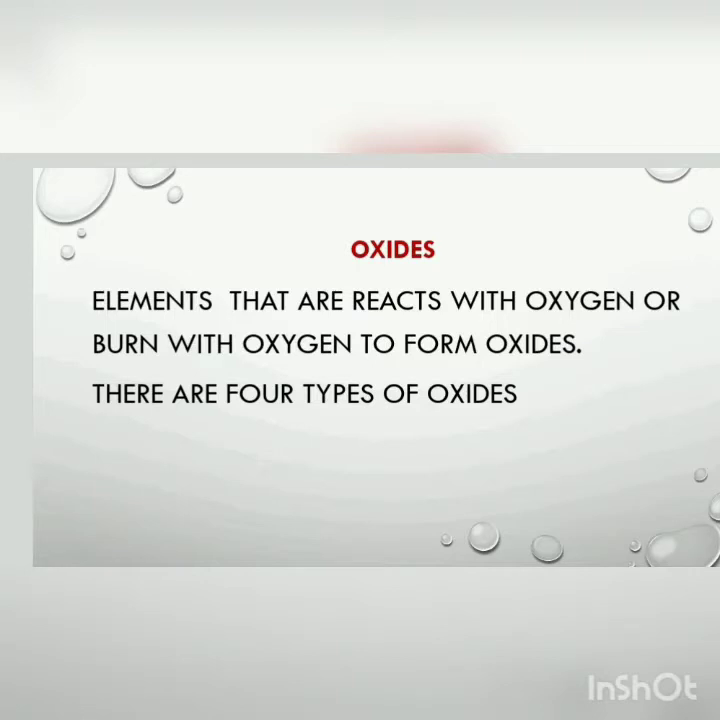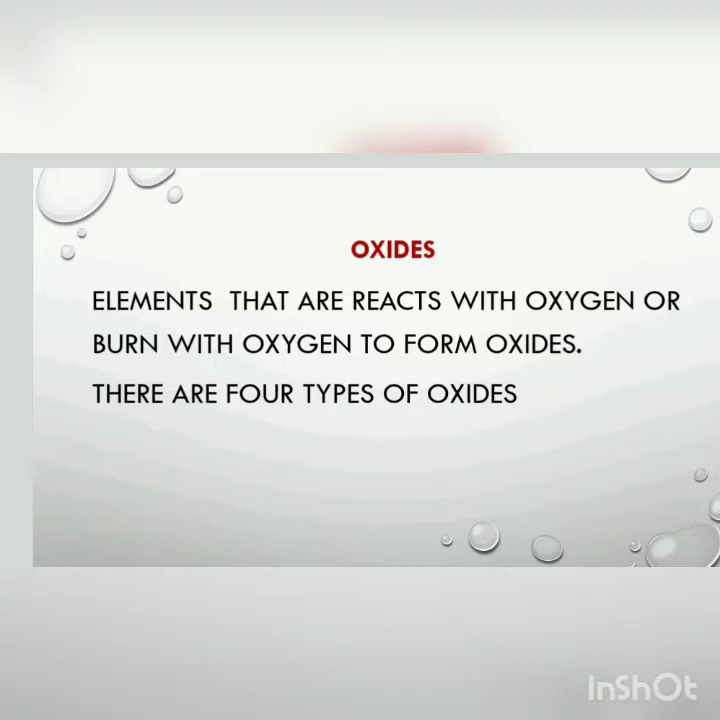So coming to the topic. Today's topic is oxides. So what is oxide? Oxide is nothing but elements that reacts with oxygen or burn with oxygen to form oxides.